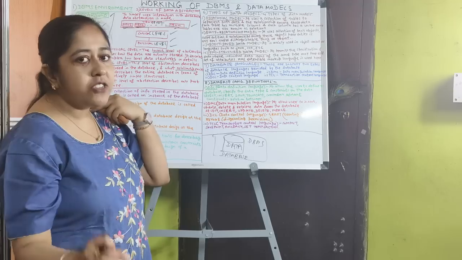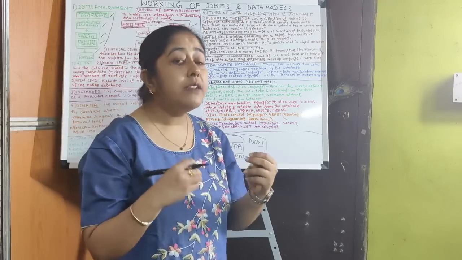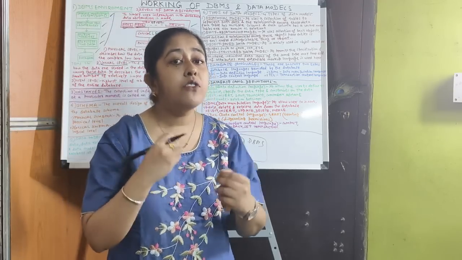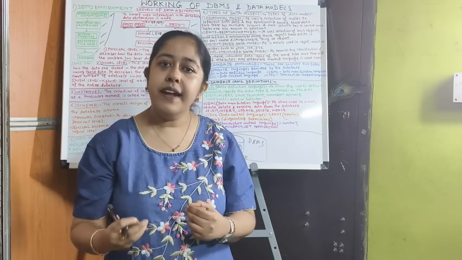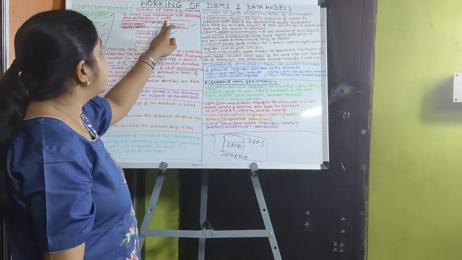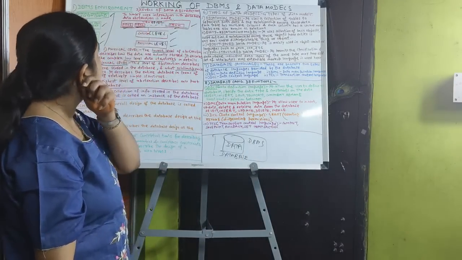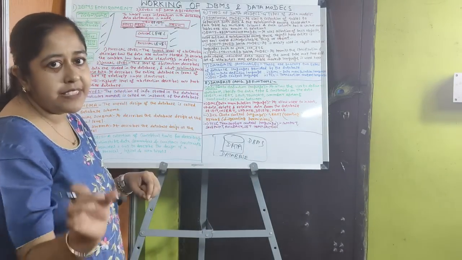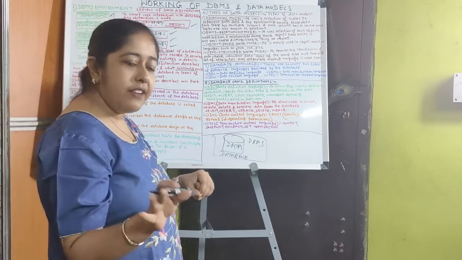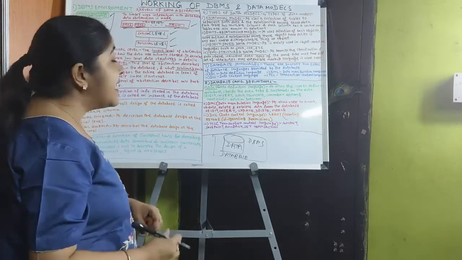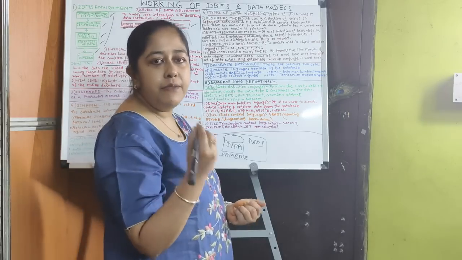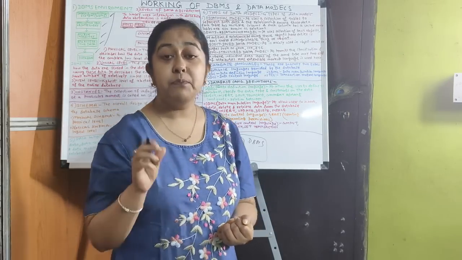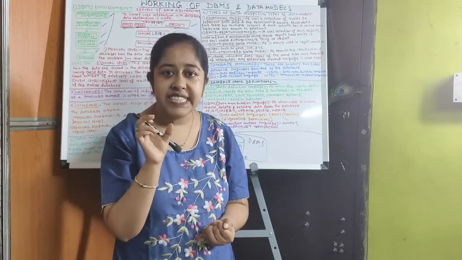What is data abstraction? Data abstraction is made for how the user can interact with the database. So data abstraction is made for simple user interaction with the database. This is the basic definition. Understood? Now next is instances. Whenever you read about database management systems, a very important term is instance.